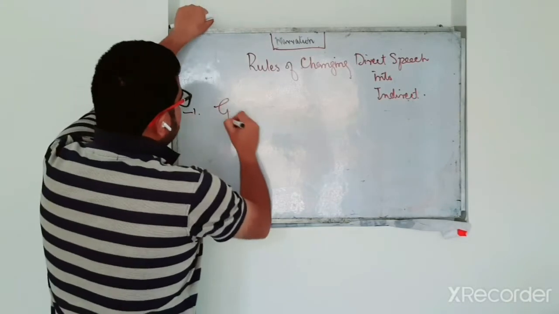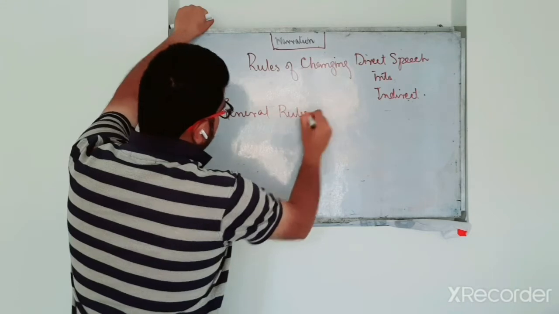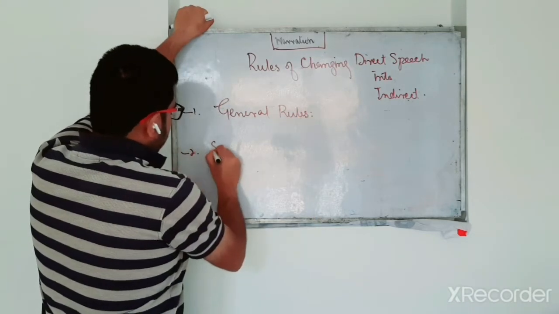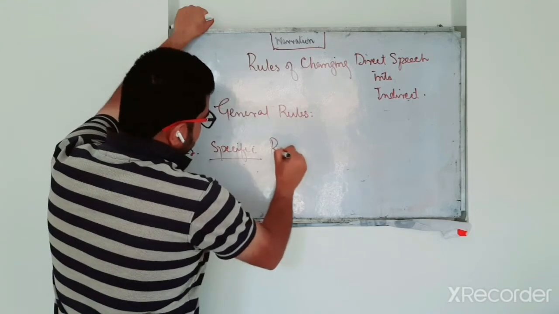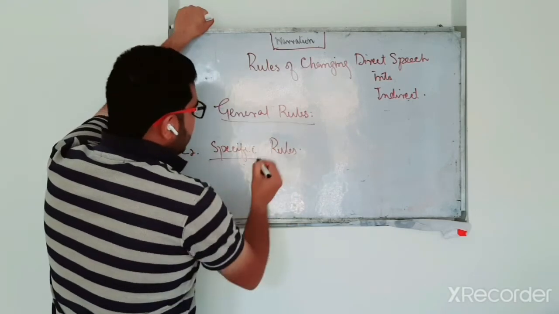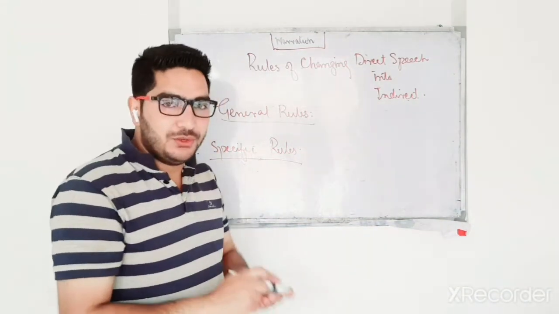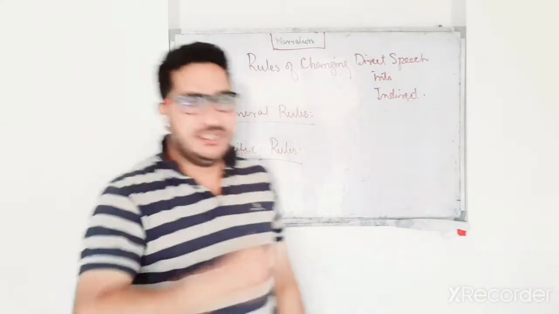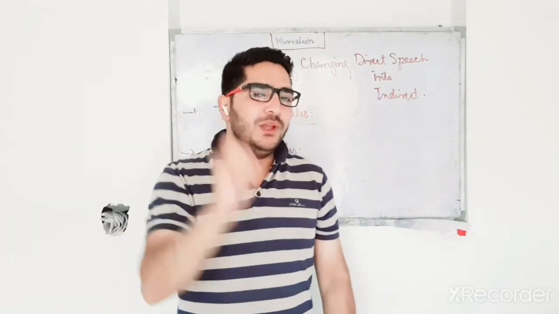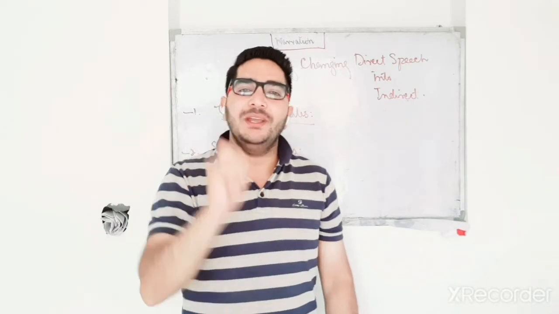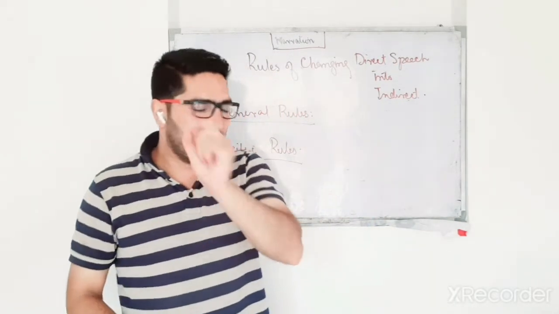One is general rules, and another is specific rules. So we have general rules and specific rules. I'll give you a little detail about these rules first. Then we'll discuss them one by one, in a very easy language and in a very easy way. I believe that you will understand them stepwise.